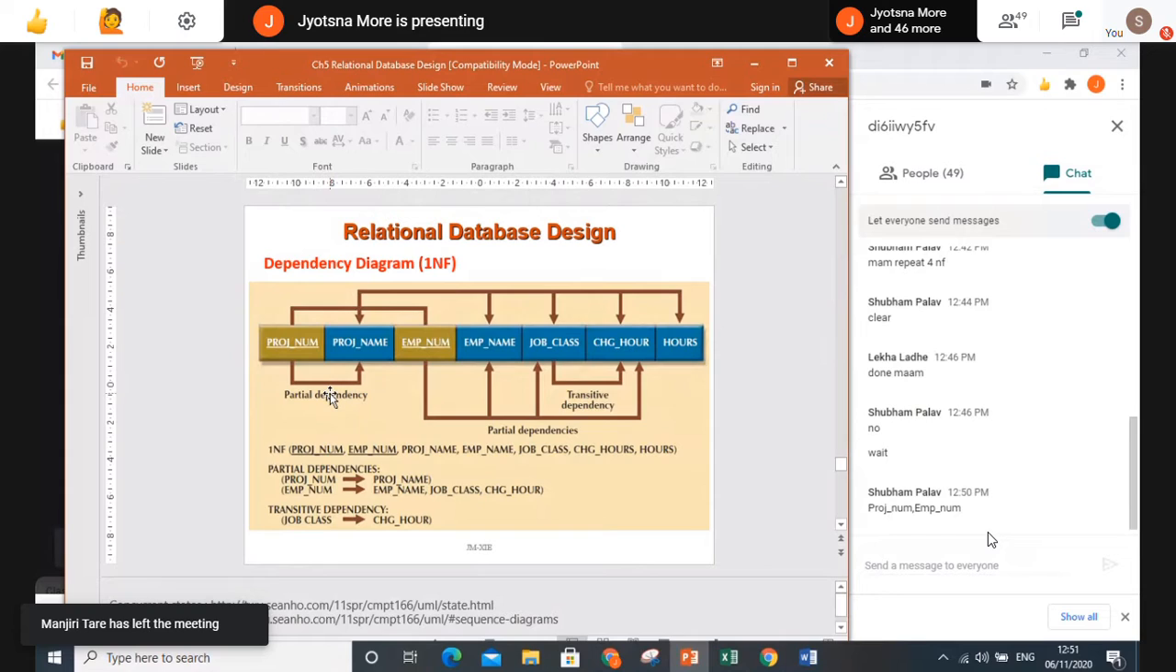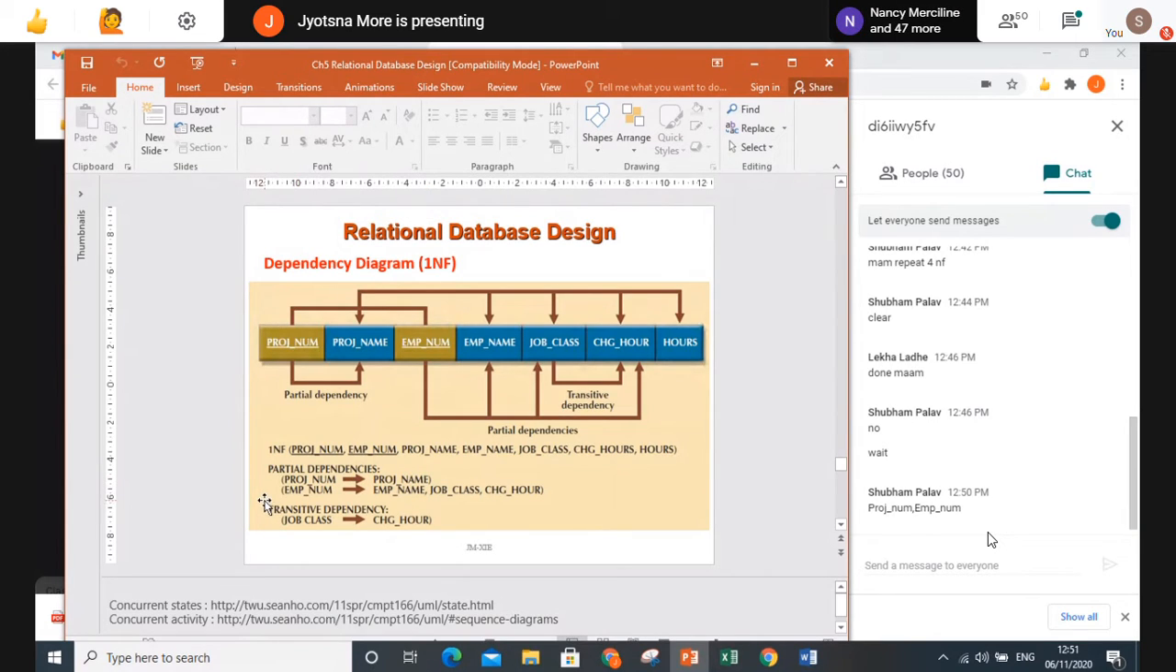Okay. Then write down below that F1 colon. Write down the first one. Project number determines project name. Don't put brackets like this. Write down project number determines project name.